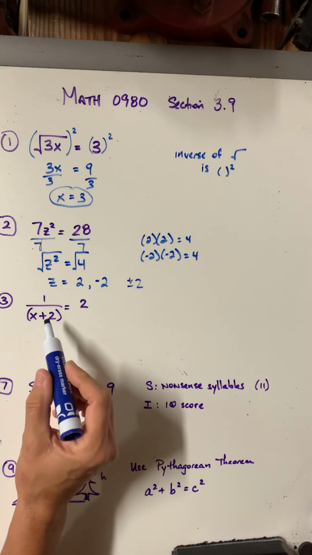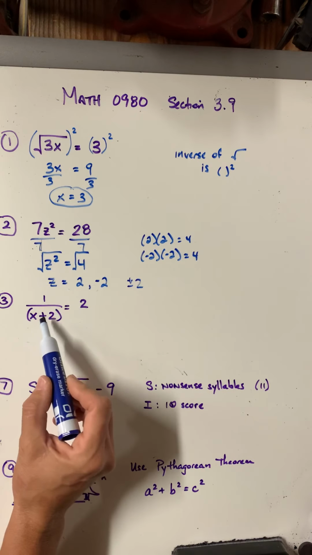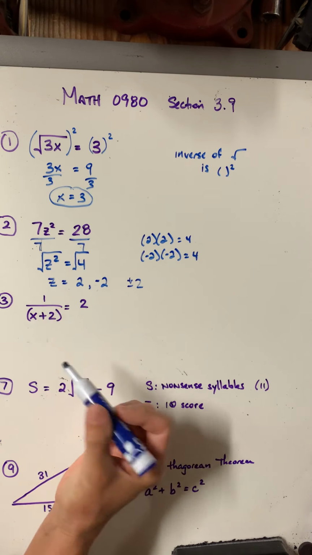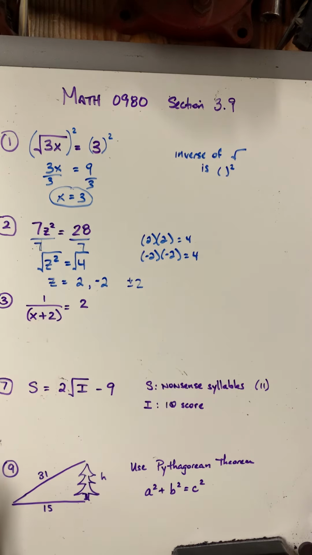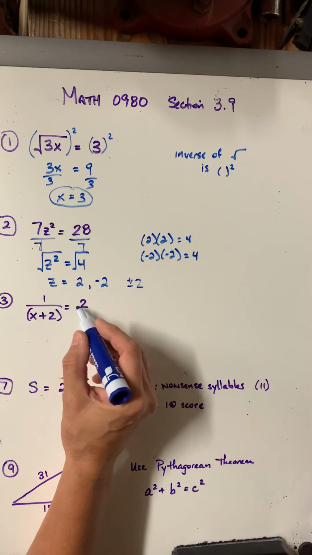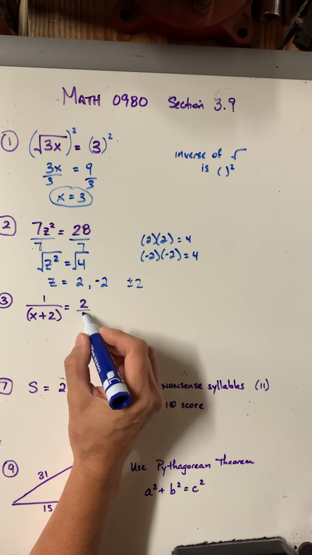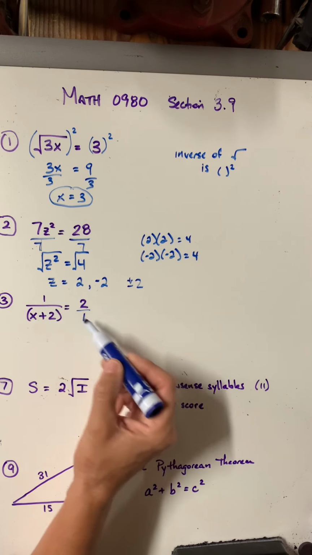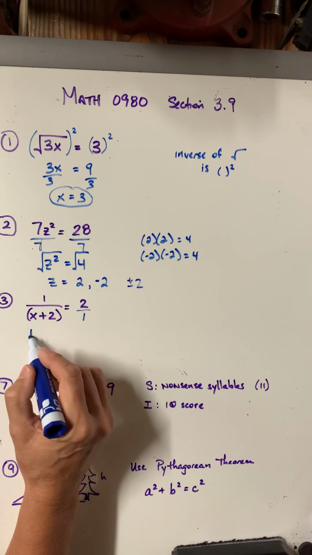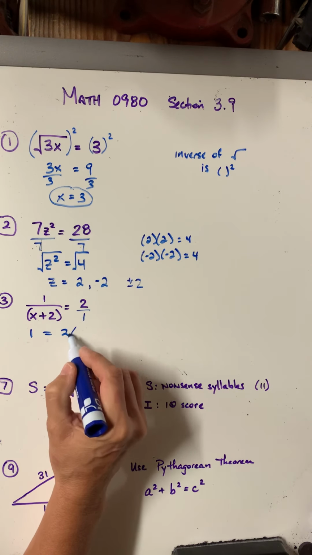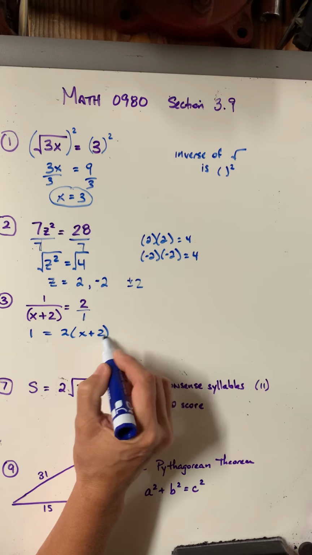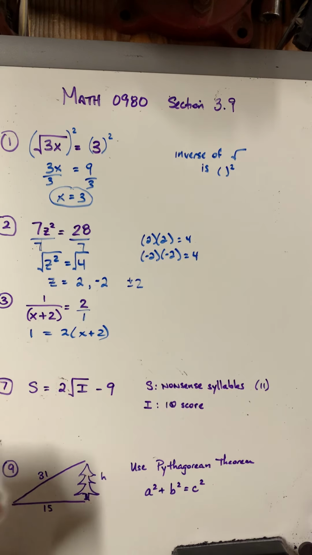Okay, so how about this one? I have my x down in the denominator. How would I move it? Well, we could do cross multiplication. So we could multiply the x plus 2 times the 2. If I pretend that's a fraction, then the 1 times 1. So I get 1 equals 2 times x plus 2. And now it's up where we can deal with it.